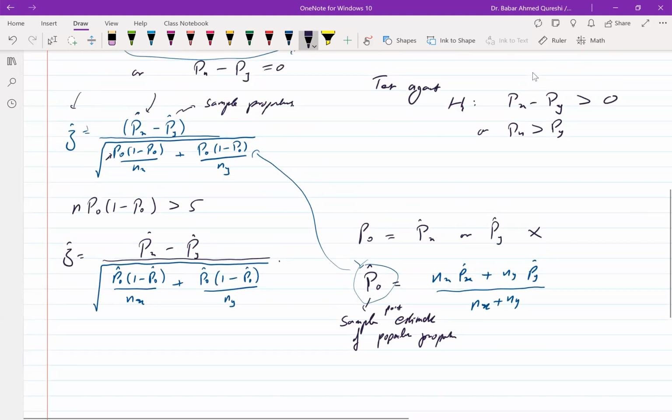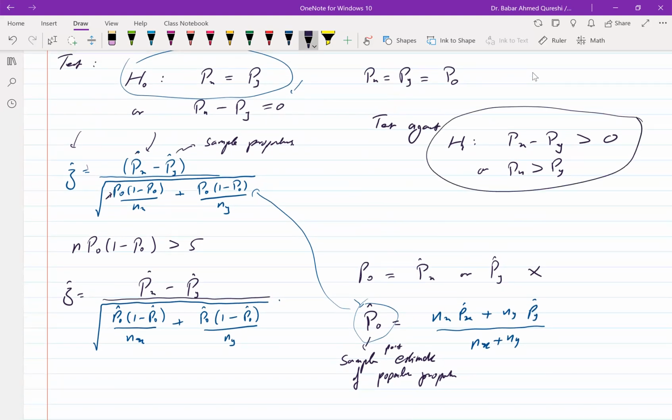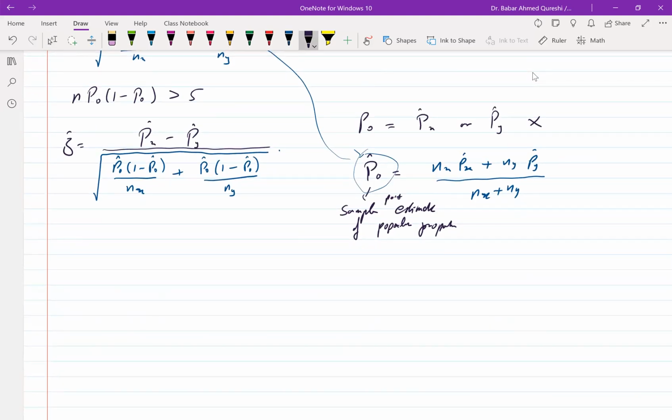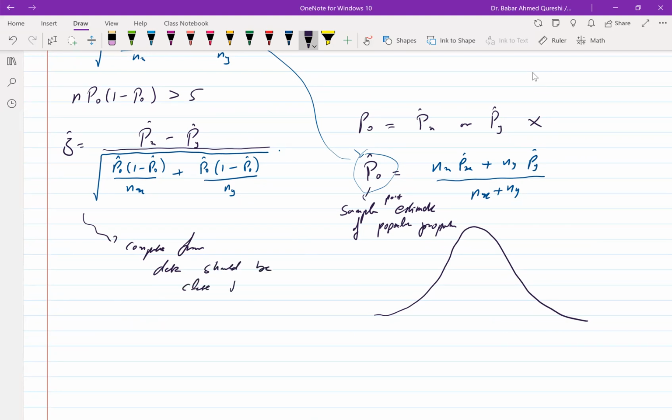Now, when I'm testing against, for example, this, I'm expecting that my standard normal, this variable computed from data, should be close to 0. So I'm expecting it to be somewhere here at z equal to 0. But obviously, it will hop. There's a chance that I can fall here.